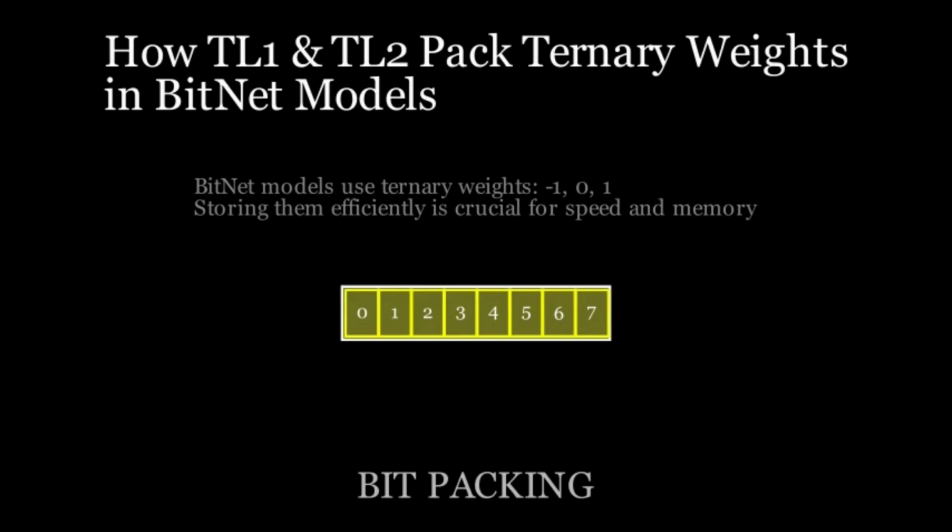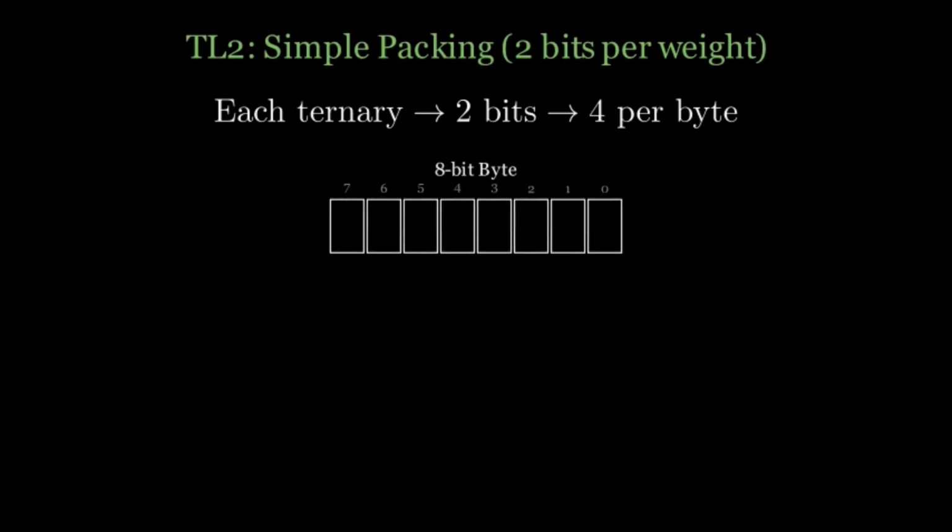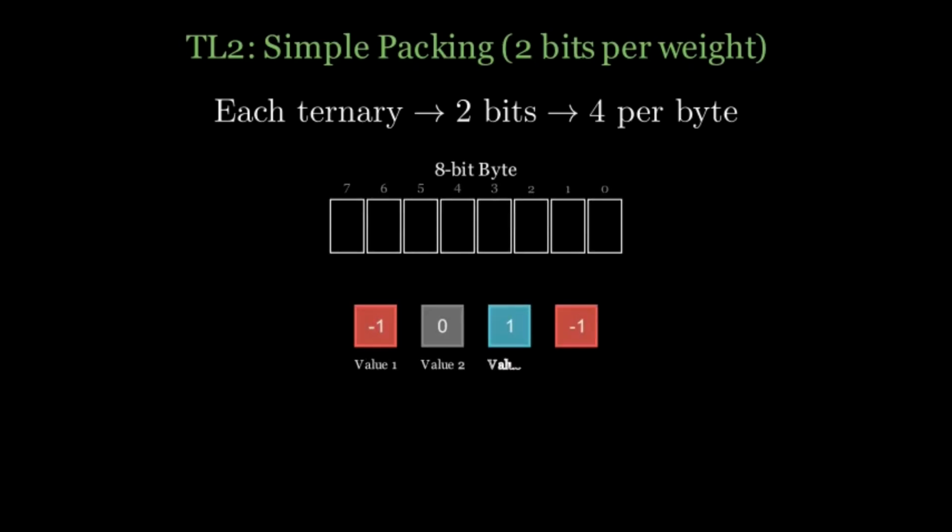In the paper, they implemented 2 methods. One is the TL2, which is simple packing. TL2 uses the straightforward approach. Each ternary value uses exactly 2 bits. So we fit 4 values per byte.